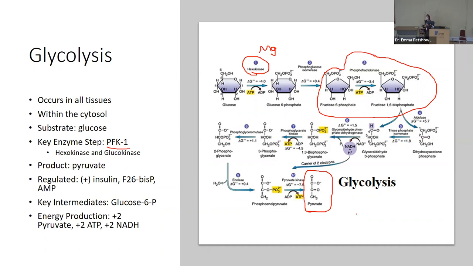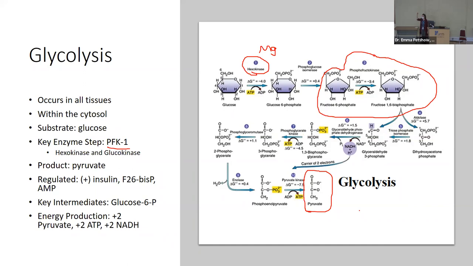AMP makes sense because we know then we need more ATP. Glycolysis gets the process started to produce ATP, our energy molecule. Insulin makes sense because we're trying to pull glucose in and use it instead of leave it in the cell. And fructose 2,6-bisphosphate, that's a factor that we're going to see come into play when we're talking about gluconeogenesis and we're dealing with glycogen synthesis and those types of pieces of the puzzle.